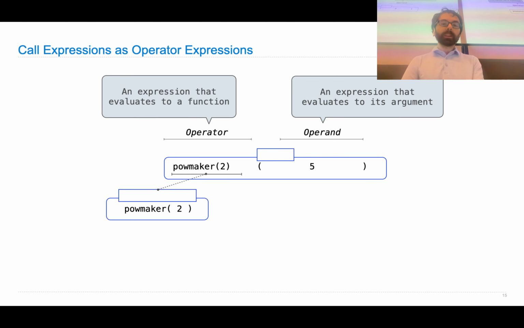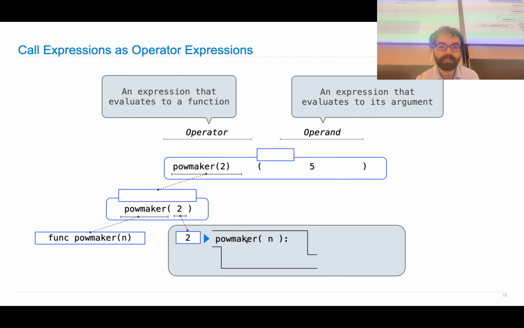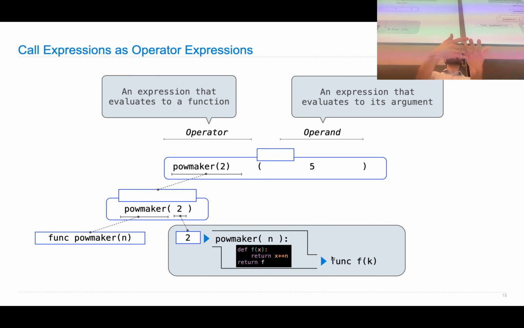So what happens? When I look at PowMaker2, I need to evaluate the operand 2 and feed it to the operator, PowMaker. And what is PowMaker? This function right here, PowMaker, is the left-hand side, the operator, and 2 is the operand. When I feed 2 into that function, what does it do? PowMaker defines a function f, which returns x squared, and then it returns f.